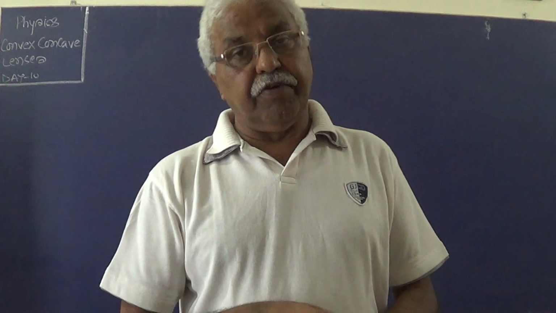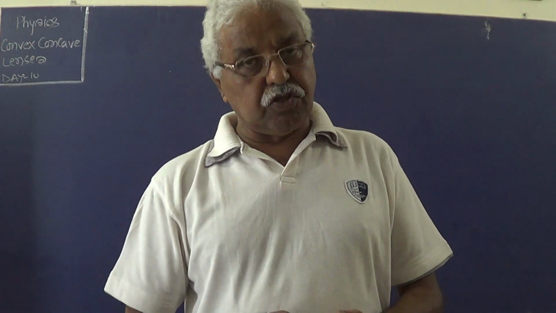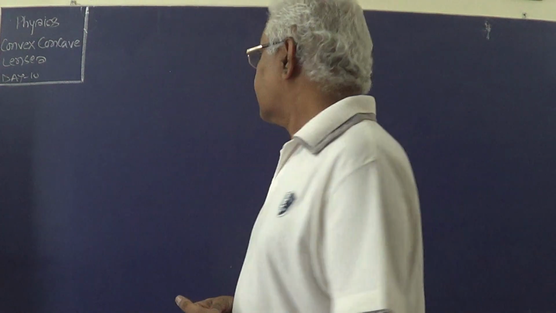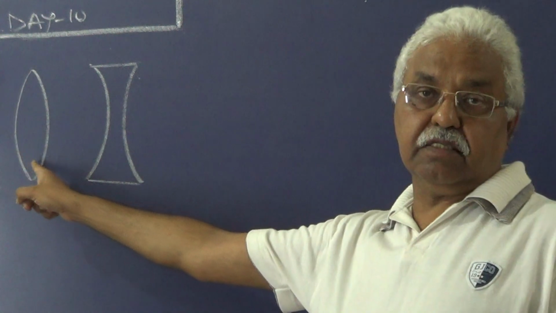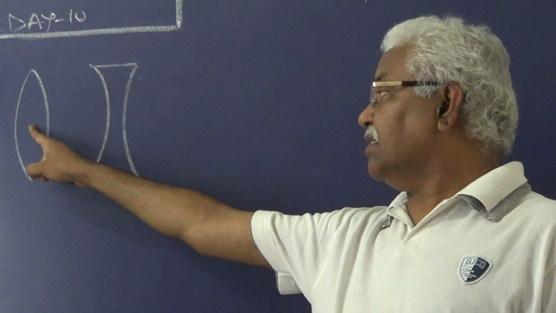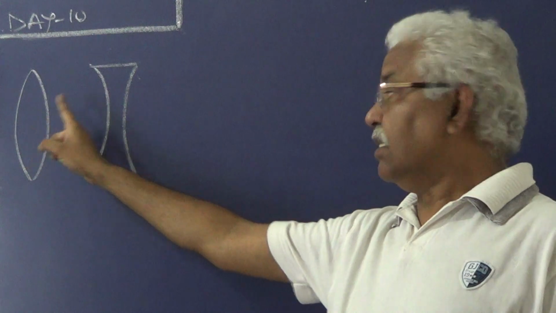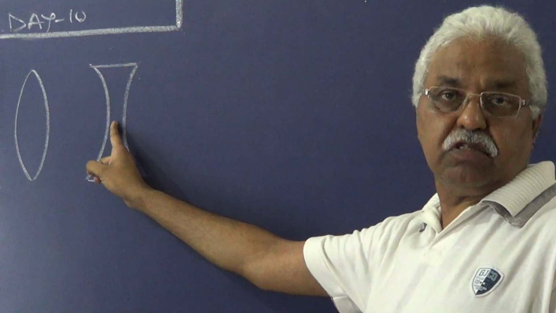There are two types of lenses we deal with. One is concave, another is convex. It is your convex, one is your concave lens, and it is convex lens. In the convex lens the center is bulged, here the center is depressed.